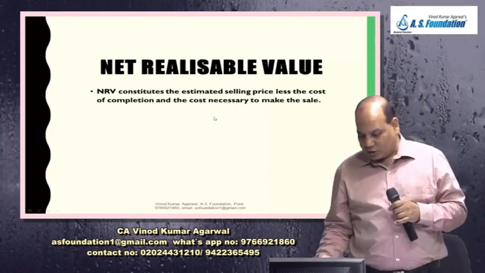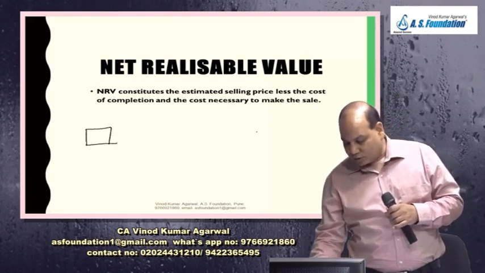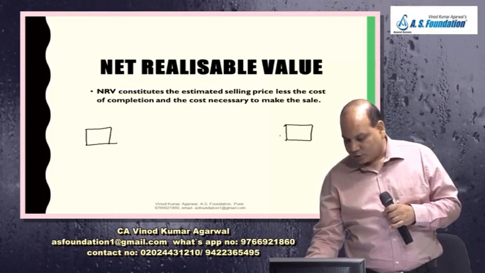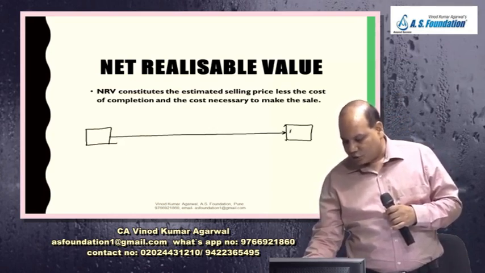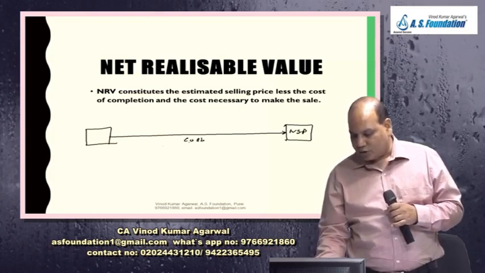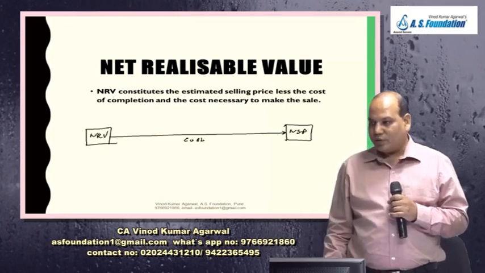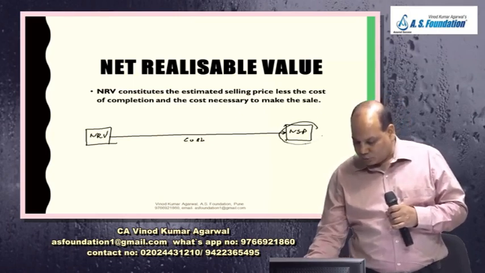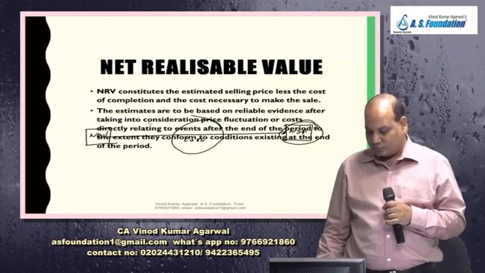So what is the current status of the inventory? You see, this is the normal selling price. In order to reach this normal selling price, whatever cost you are going to incur, you have to remove it, and that will give you the NRV. Is it right? Remove any cost that you will incur to complete the sale.